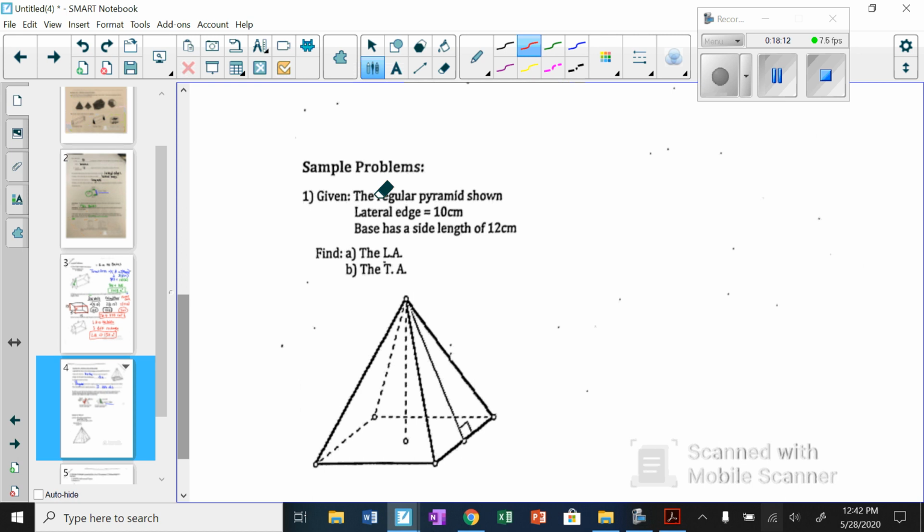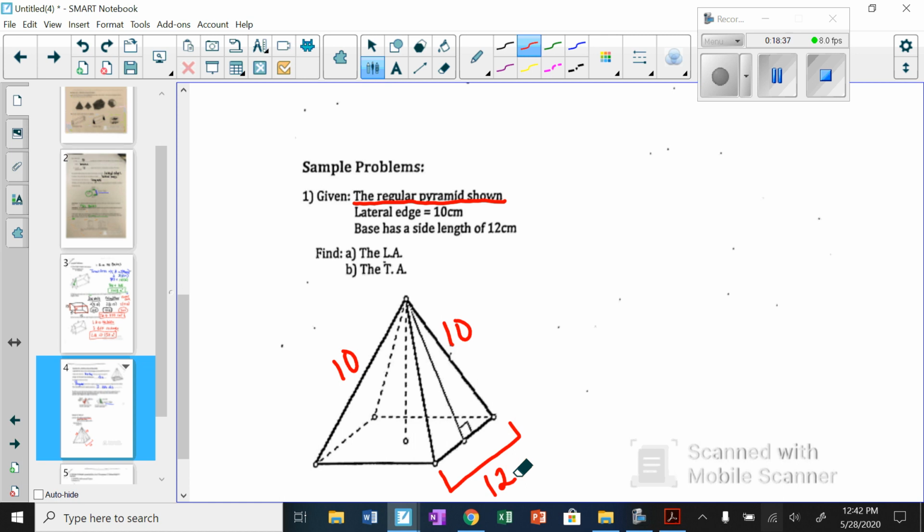The regular pyramid shown, this is huge. It makes our lives so much easier. Why is it so much easier? It means that all these triangles are congruent, and the base has to be a regular figure. So the lateral edge is 10. That means all the sides of the triangles, all the legs of the triangles have to be 10. The base has a side length of 12.